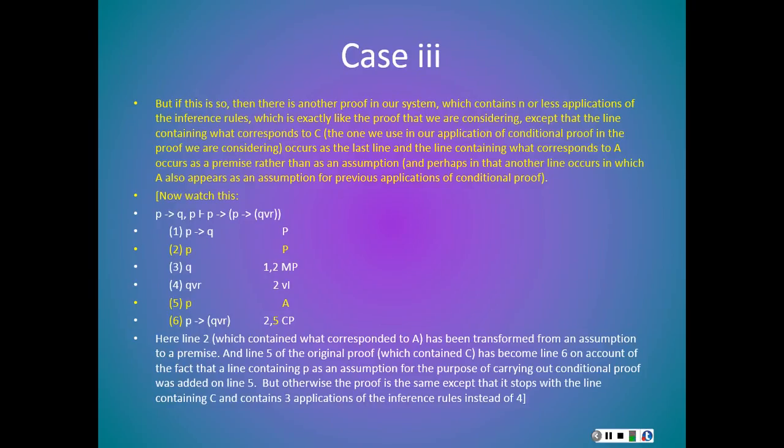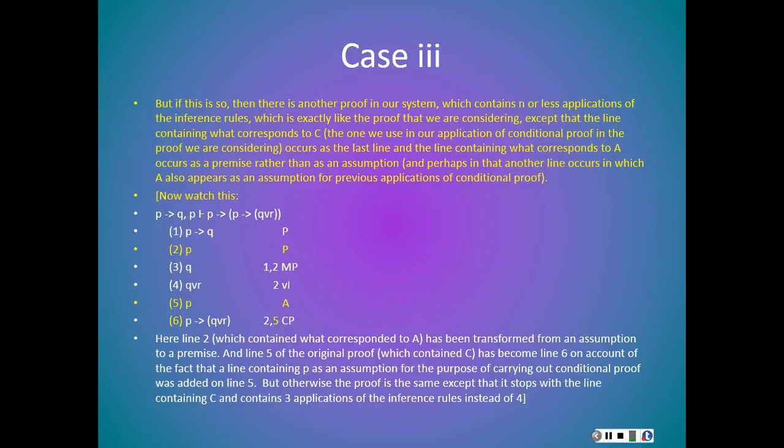So we had to add this extra line, but by adding this extra line we didn't add any additional applications of inference rules, because the rule of assumption is not itself an inference rule. Now otherwise this proof is the same as the previous proof, except that it stops with the line containing what corresponds to C and contains 3 applications of the inference rules instead of 4.